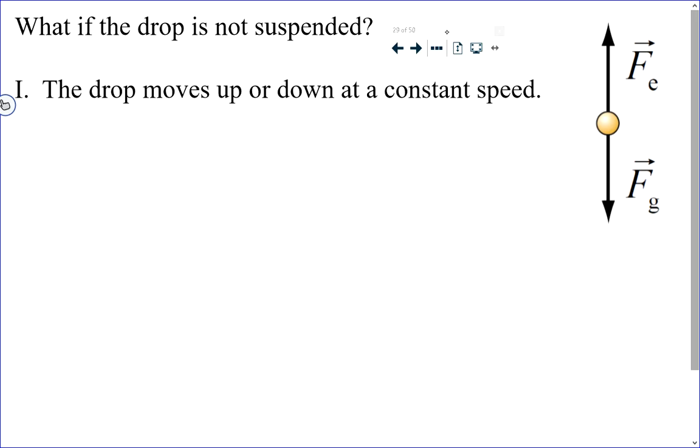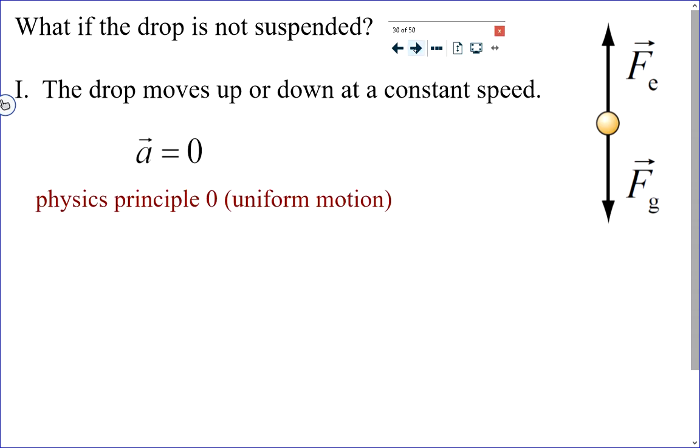Well, if it's moving up or down at a constant speed, then it's not accelerating. And if it's not accelerating, that means the forces are still balanced. So the situation that's going on here, and you can see it in the diagram, is the exact same situation that's going on when the drop is suspended. Some people have difficulty with this physics concept. Let's imagine that the drop is moving up at 3 meters per second. That's a speed. It's moving up at a constant speed of 3 meters per second.